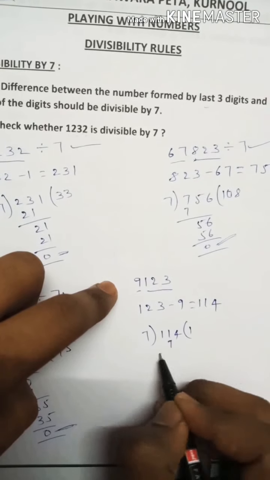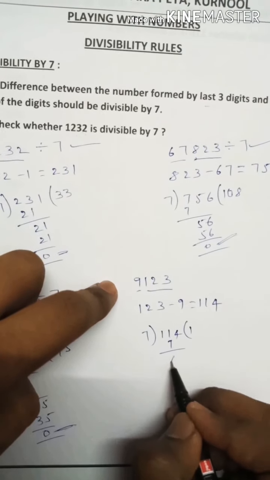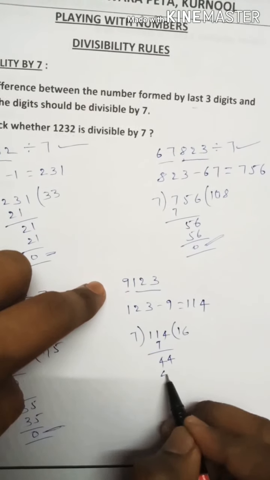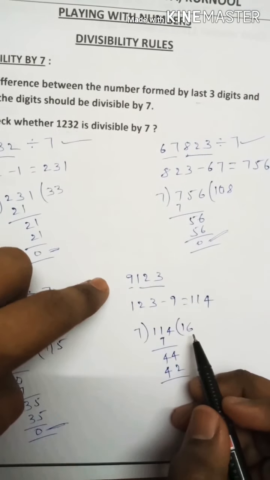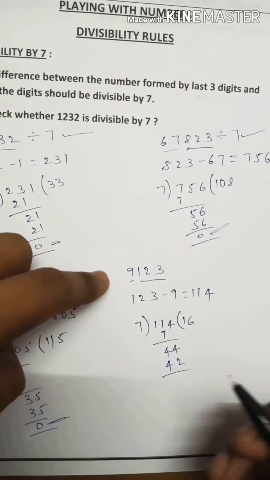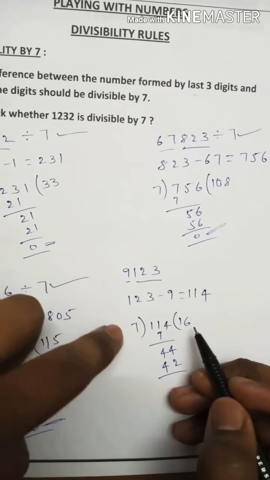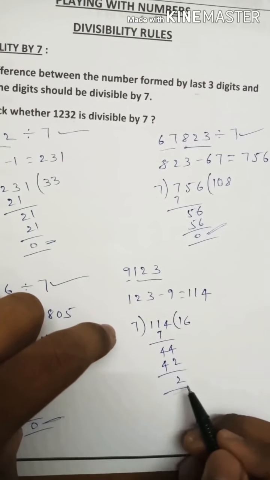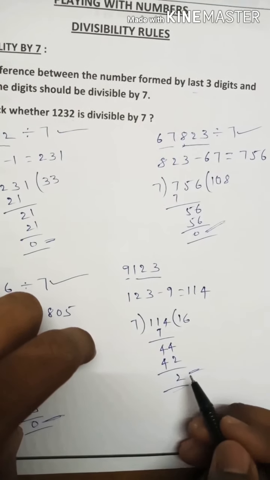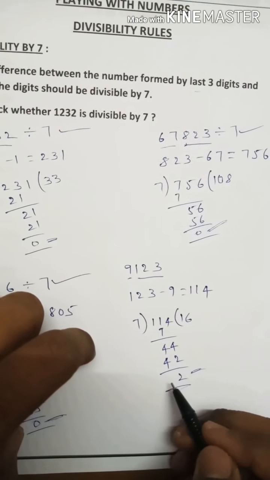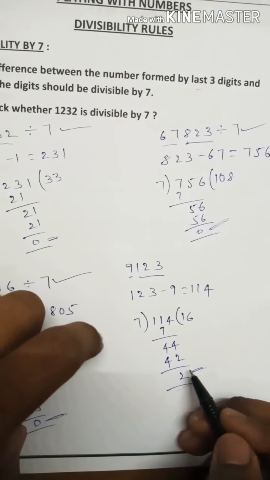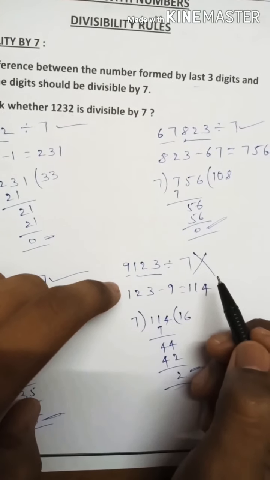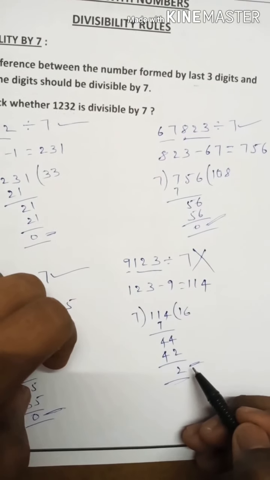7 ones are 7. 11 minus 7 is 4. Bring down 4 here. What is 7 6s? 42. Right? So I have taken 7 6s here. Why? Because 7 7s are 49, and we have the number 44 here. That is why I have taken 7 6s, 42. Okay. So 4 minus 2 is 2. We got remainder 2 here. So if you observe carefully, we did not get remainder 0 here. We got remainder 2. So from this we can say that 9123 is not divisible by 7. Why? Because here we got remainder 2 instead of 0.